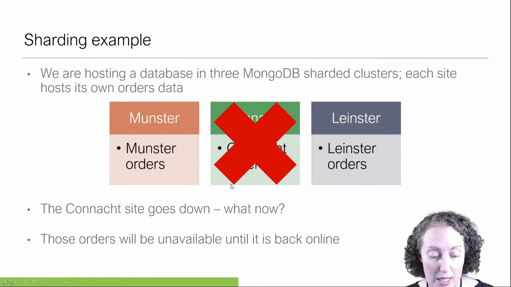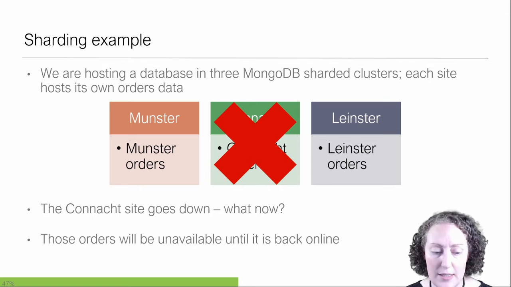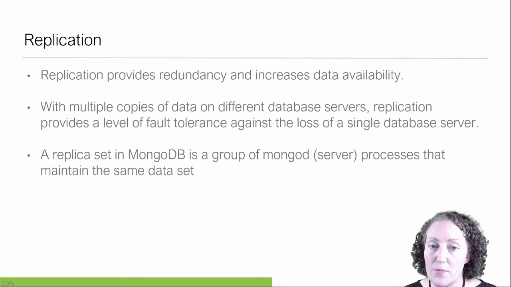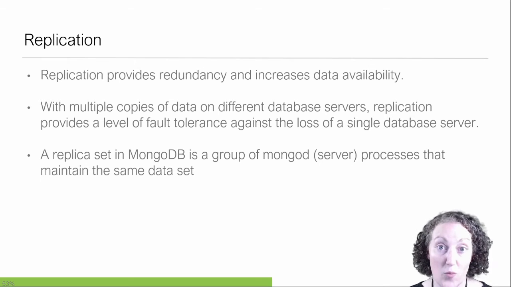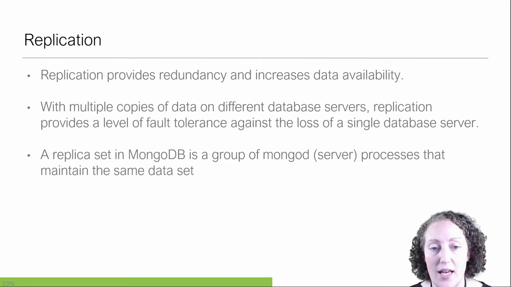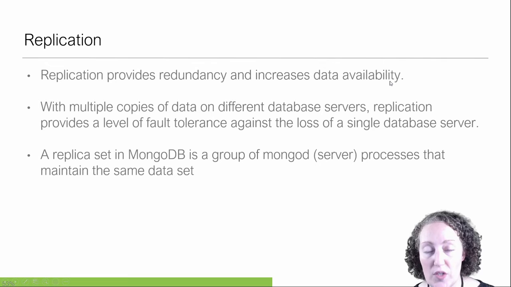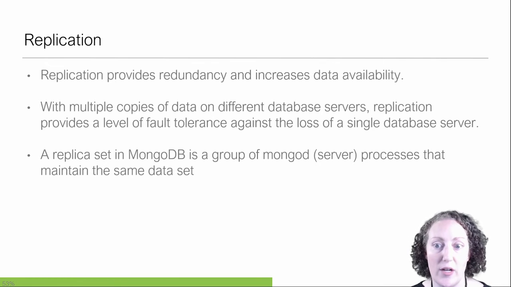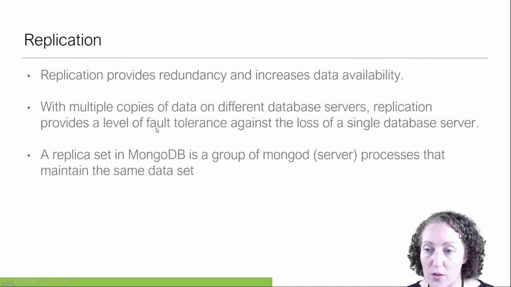So another thing that Mongo does, like I said, to provide fault tolerance is replication. So replication is essentially keeping a second copy, or maybe more than a second. You could have a third and fourth and so on, but multiple copies of data in a different location. So it provides redundancy, meaning there's always more than one copy of any given piece of information, and therefore that increases the availability of the data. If one site goes down, the data can be accessed somewhere else instead. Okay, so it provides a level of fault tolerance against the loss of a single database server.